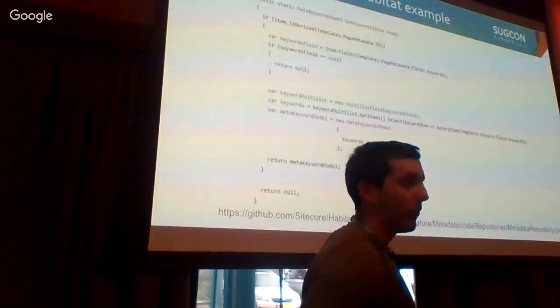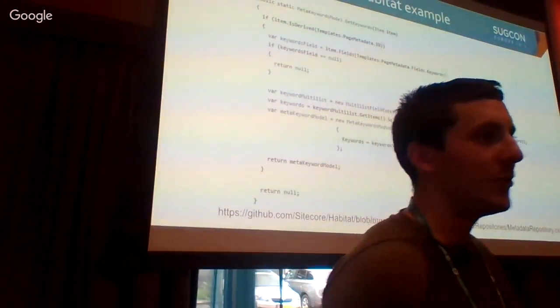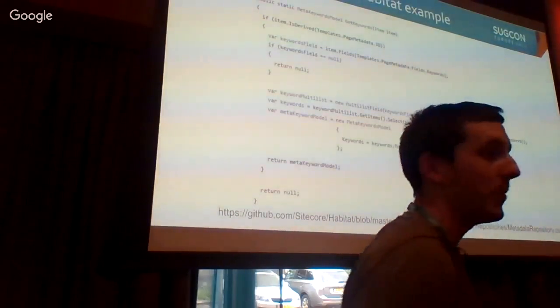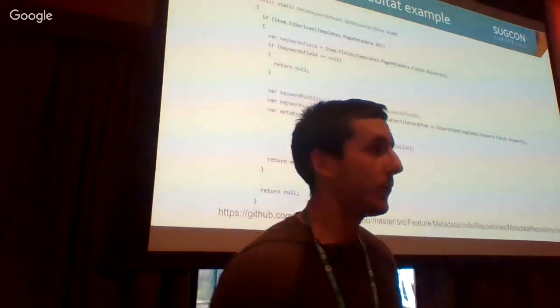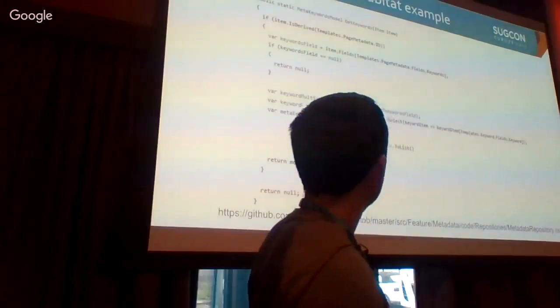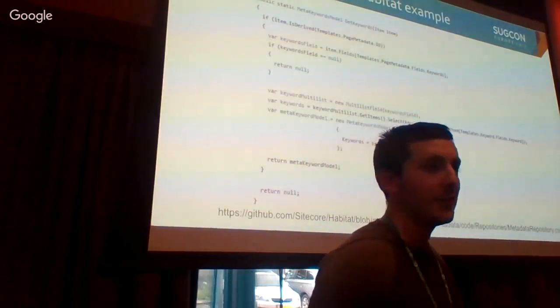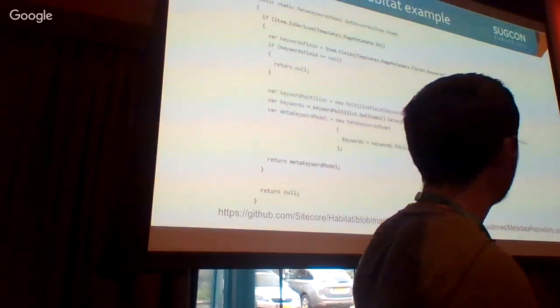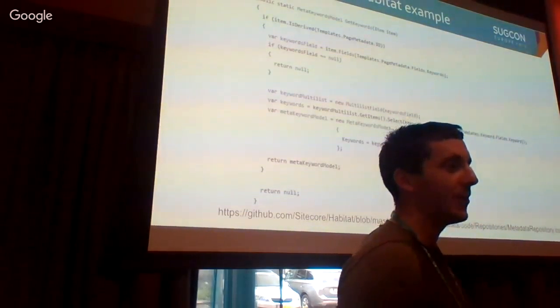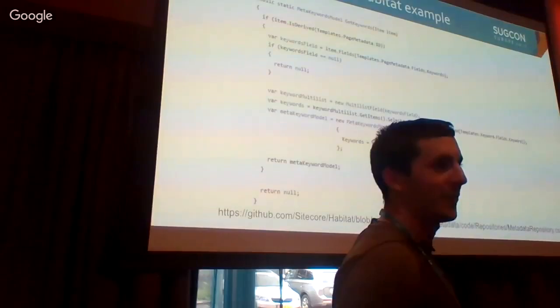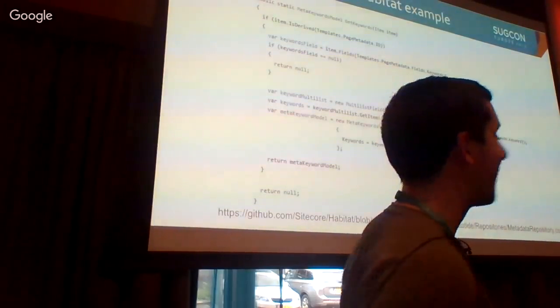So, you know, we're obviously not the first ones to do something like this. Probably everyone has done something like this at some time, but I took this out of the Habitat solution. This is an example of how you might do the same sort of thing if you were using the Sitecore API. For those of you who are heavy Glass users, this is the Sitecore API.